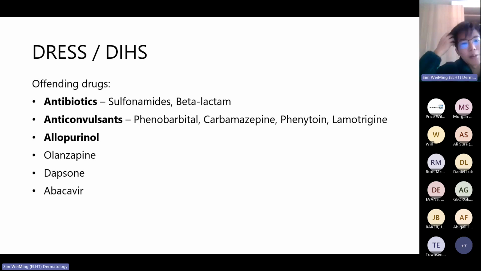And then this slide would probably be the most important for yourselves. Antibiotics, anticonvulsants, allopurinol, again, the same few culprits. You also have olanzapine, dapsone, and abacavir.